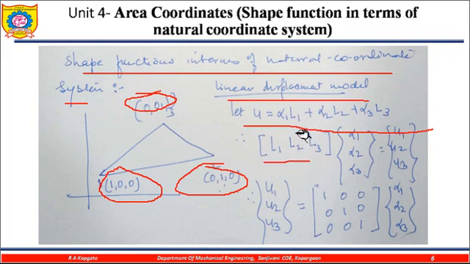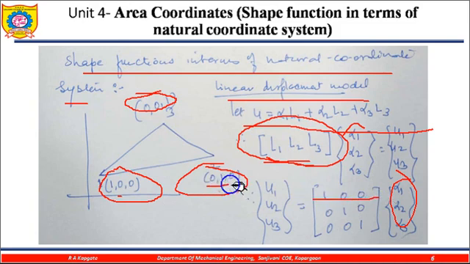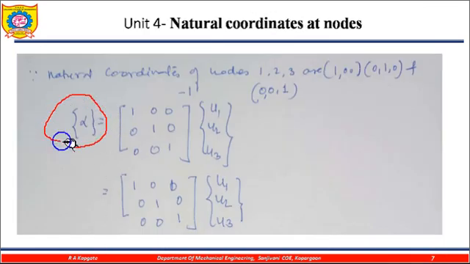So convert this one. My L1 L2 L3 is common. So L1 L2 L3 into alpha 1 alpha 2 alpha 3 is equal to u1 u2 u3. Hence we need to write these coordinates. L1 is the 1 0 0, the next is 0 1 0, and the third one is 0 0 1. So the U matrix, that is the displacement matrix, is equal to the D matrix, 1 0 0, 0 1 0, 0 0 1, multiplied by my alpha matrix. Now I can very easily solve this problem. My alpha matrix is equal to the inverse of my D matrix multiplied by the U matrix.